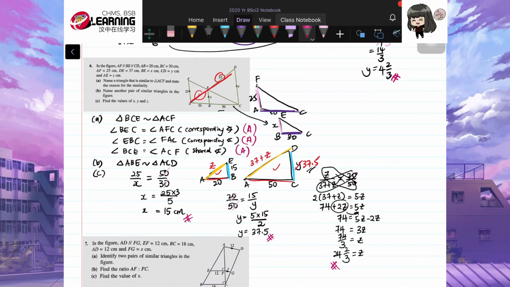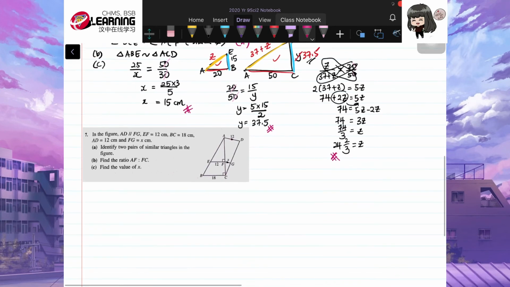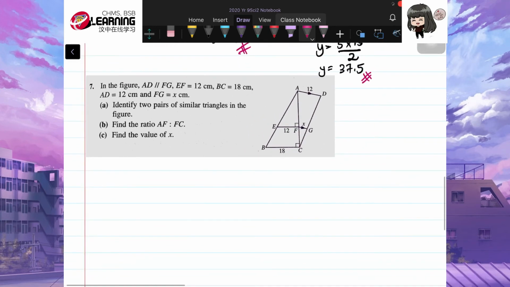Okay, so that's for question number 6. Okay, so let's look at question number 7. Identify two pairs of similar triangles in the figure.